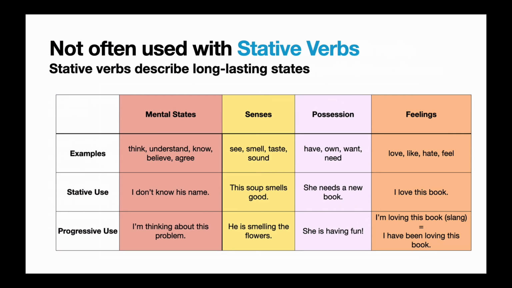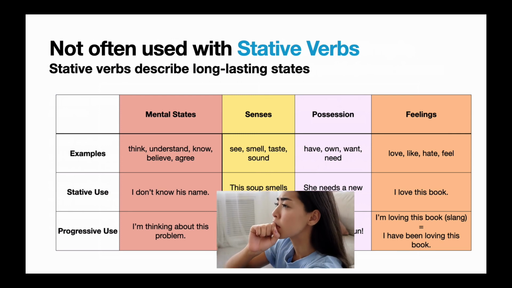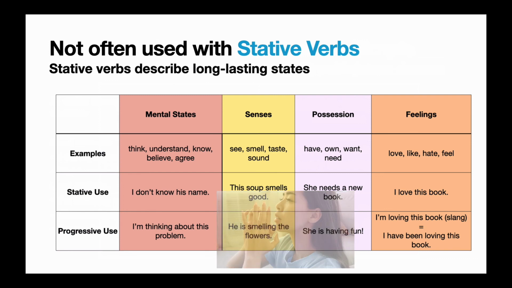So, for example, you can use think as a progressive thing if you're showing that you're thinking about something actively right now. I'm thinking about this problem right now. But we wouldn't say, I'm thinking you are correct, like I believe you are correct. But you could say thinking in the progressive tense if you're actively thinking, trying to solve a problem.